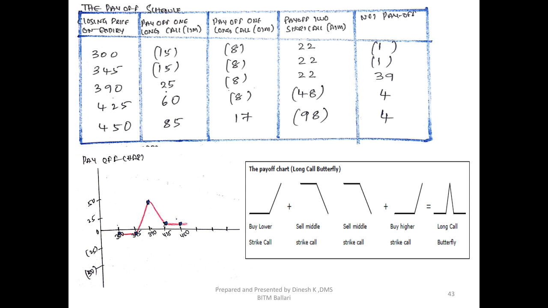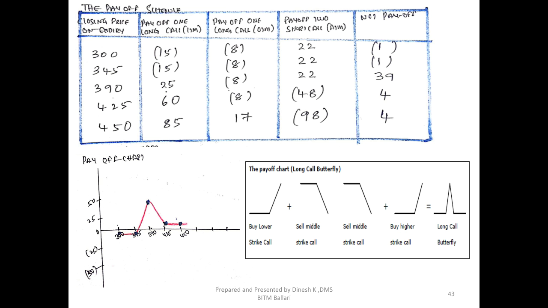In the case of 425, I have a right to buy for 350. The current market is 425, so I will definitely execute the contract, making a gain of 75. In the case of 450, which is greater than 350, I'll make a gain of 100. Since I already paid 15 as a premium, I'll still make a gain of 85.